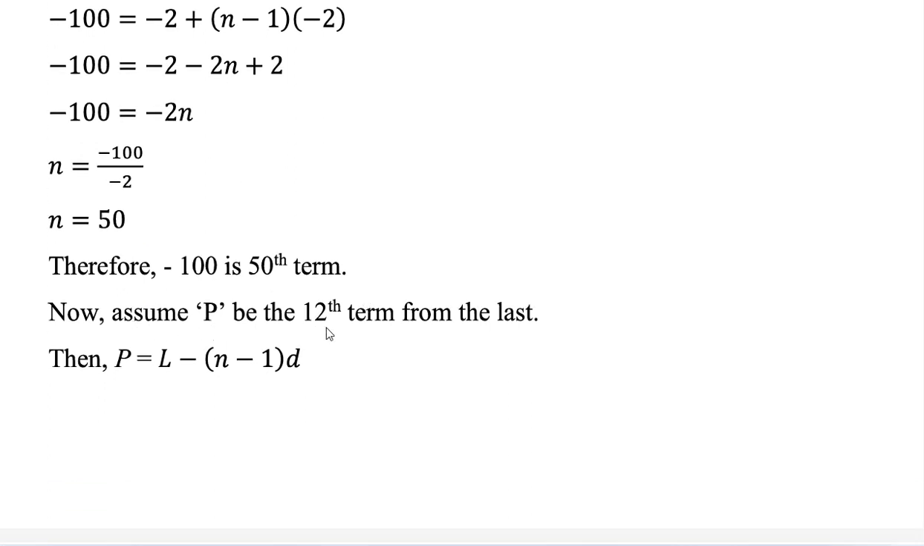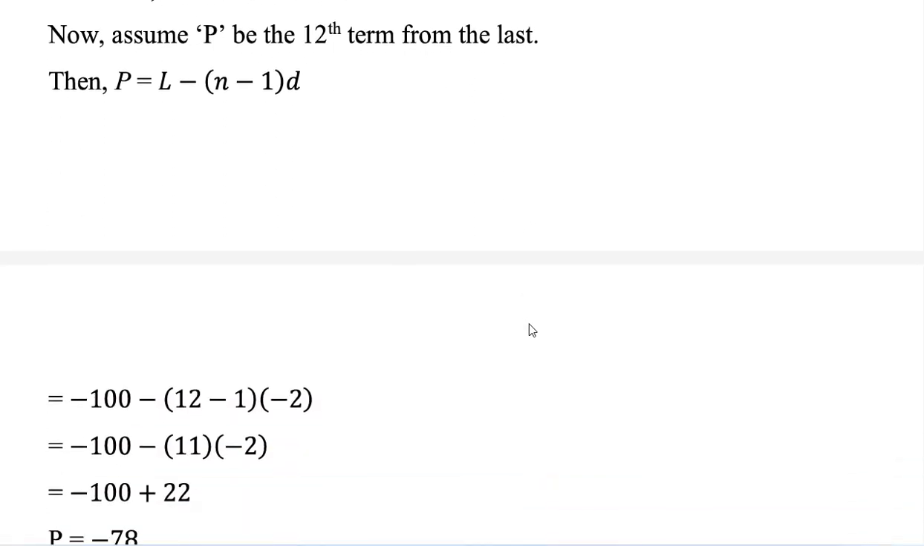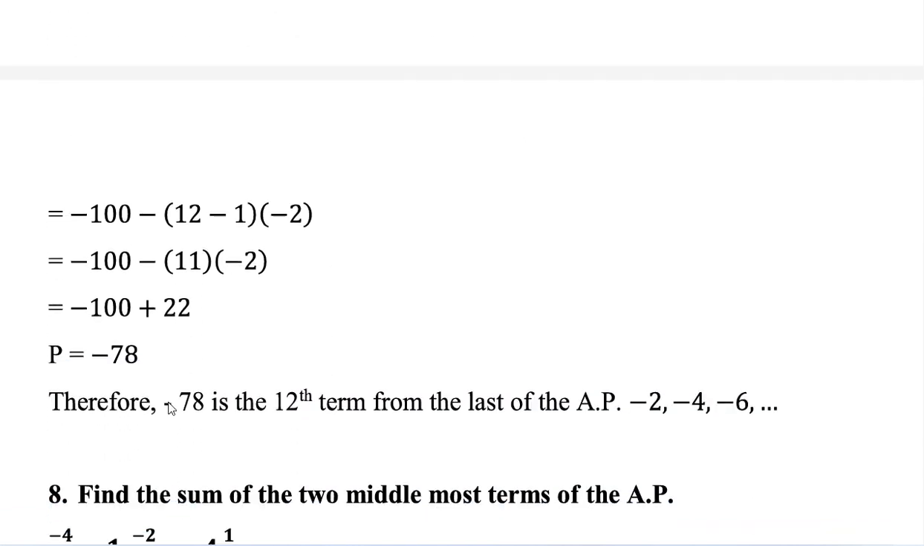So assume that P is the 12th term from the last. Okay, so P is equal to L minus (N minus 1) into D. Put this formula. After that, put the values: here L is minus 100, N is 12, so 12 minus 1, and D is equal to minus 2. You will get P is equal to minus 78. So therefore, minus 78 will be the 12th term from the end of the AP.